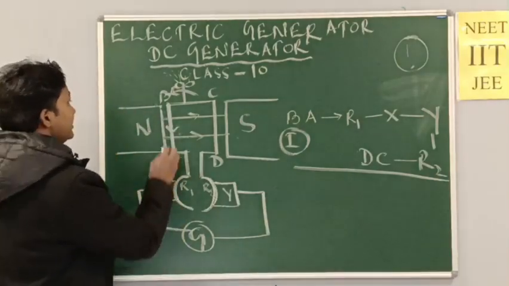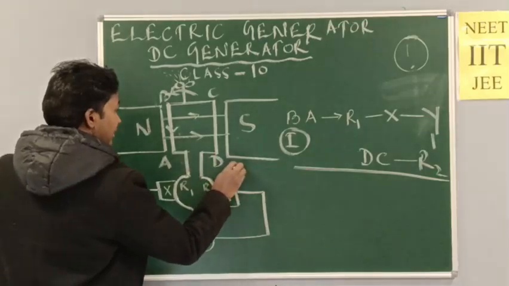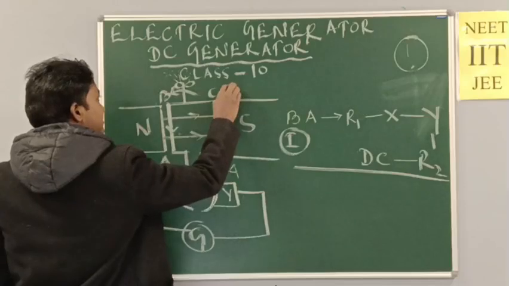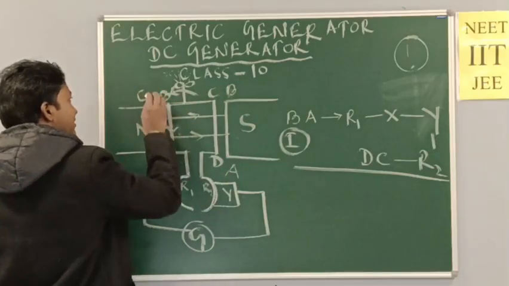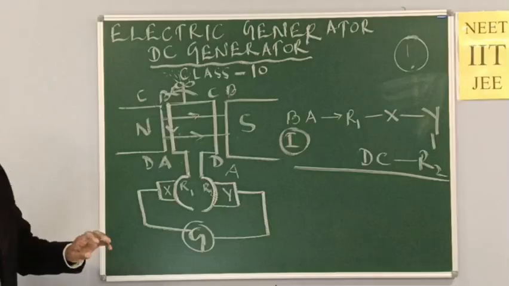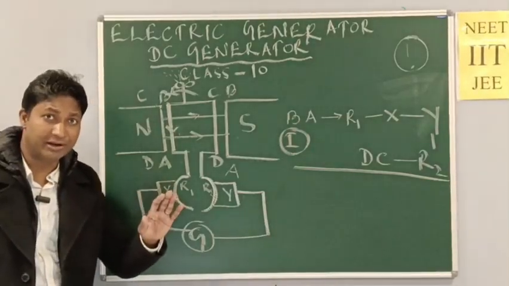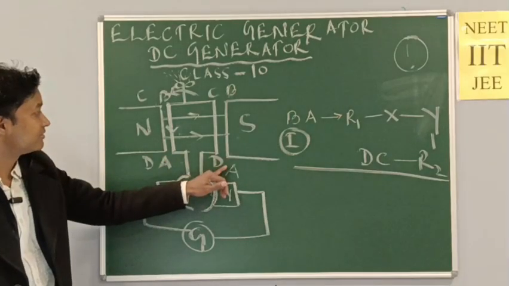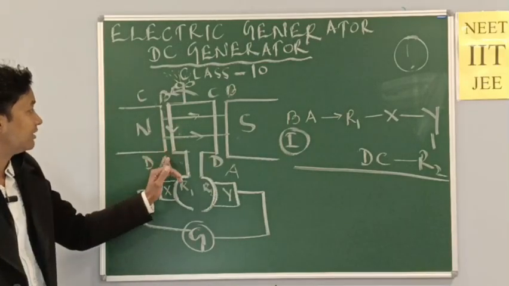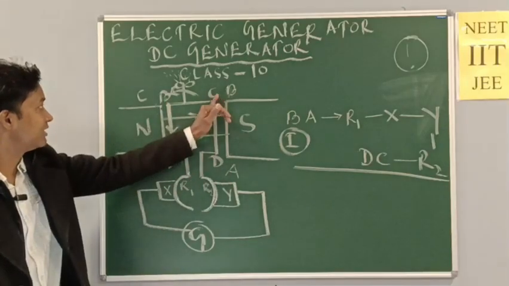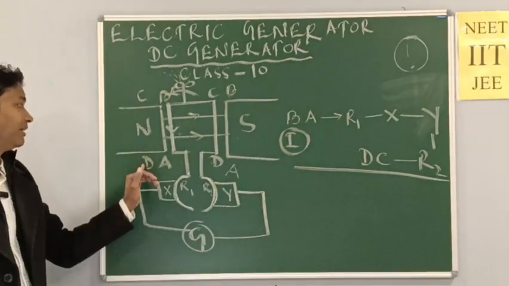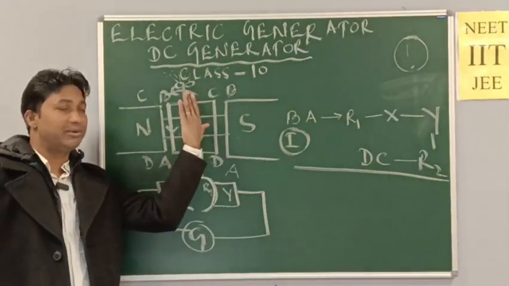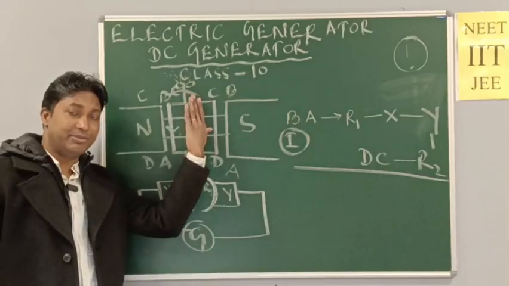How? See, this is AB, this is CD. AB comes in the place of CD and CD comes in the place of AB. We can make another figure, but no need here. Only here, AB comes in the place of CD. This is AB. B goes to this and this comes like this. D here, then comes here. This AB comes in the place of CD, CD comes in the place of AB.